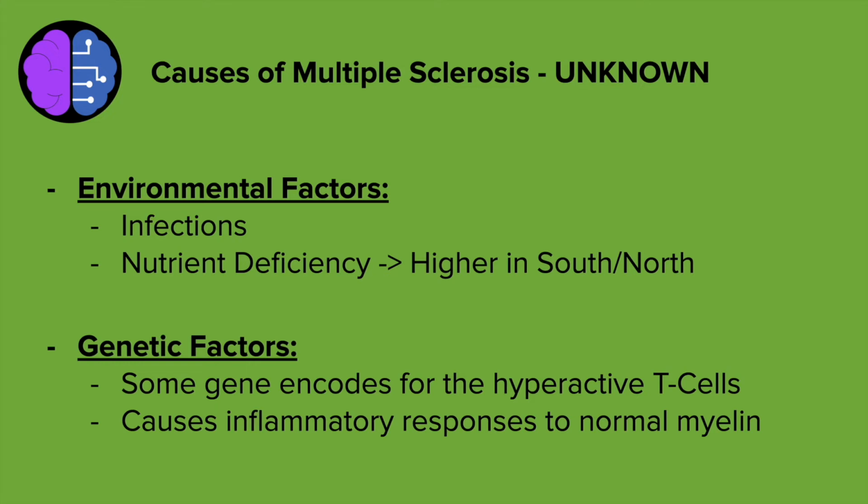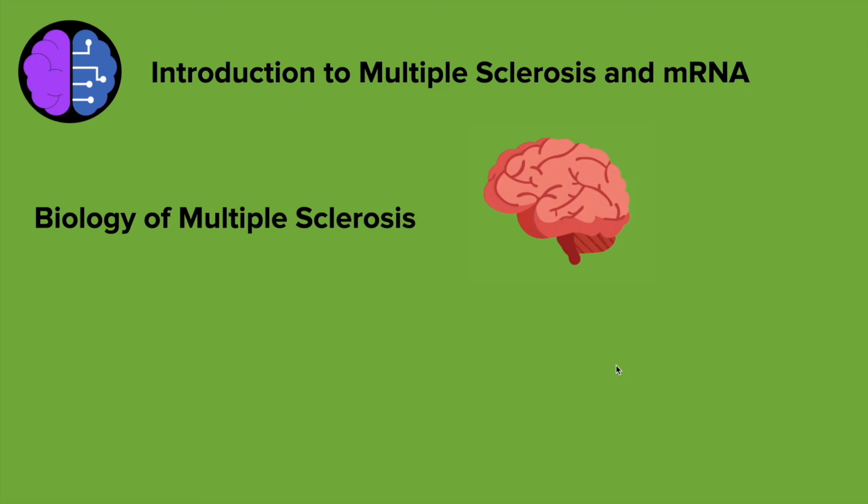Now, after all, these cells don't know what to do in the human body without instructions coming from their genes. So, based on this, we can infer that some type of gene or some type of genetic material is either overexpressed or underexpressed, which leads to this inflammatory response to normal myelin. And how do we look at this difference in expression? By observing mRNA.